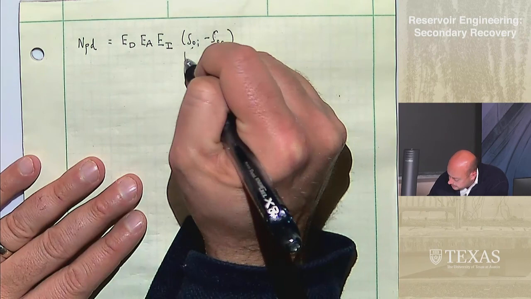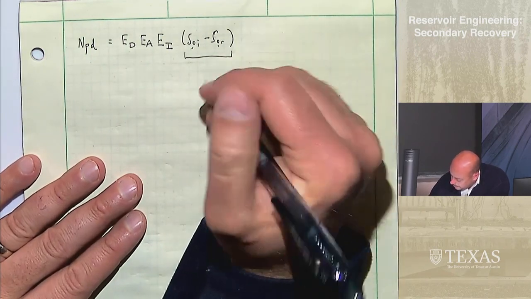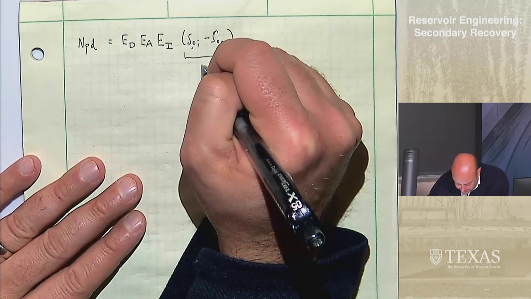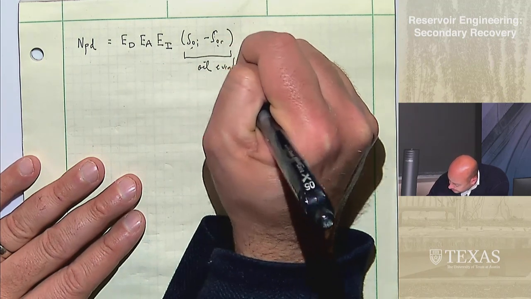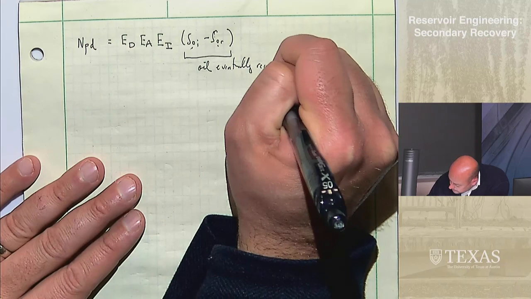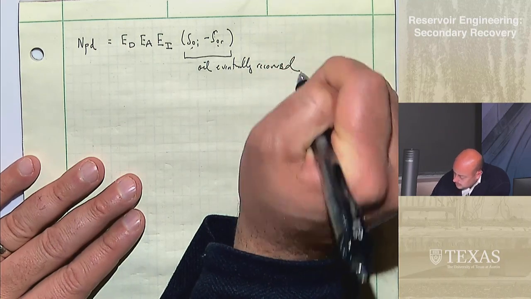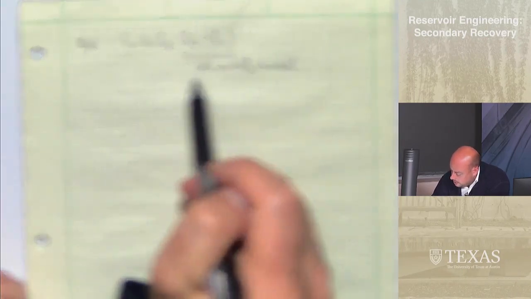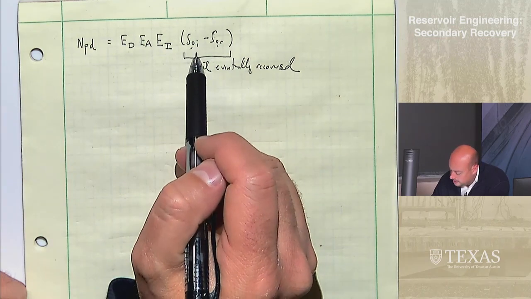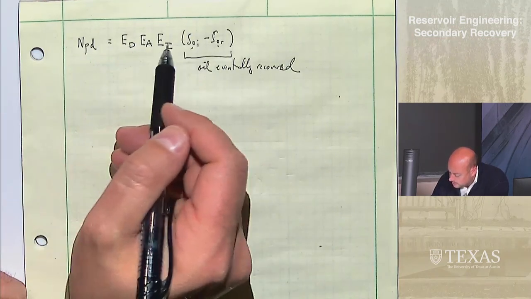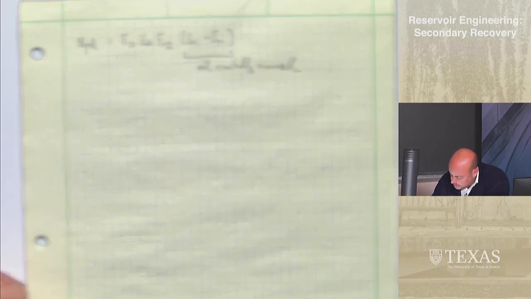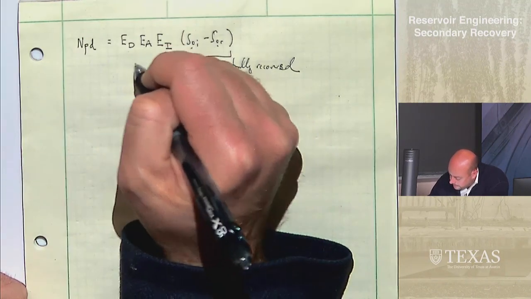So this is oil eventually recovered, okay? Okay, so if you were to inject water for an infinite period of time, this is the amount of oil you get. This would be NPD. All of these would be one. But these are unswept oil, okay?